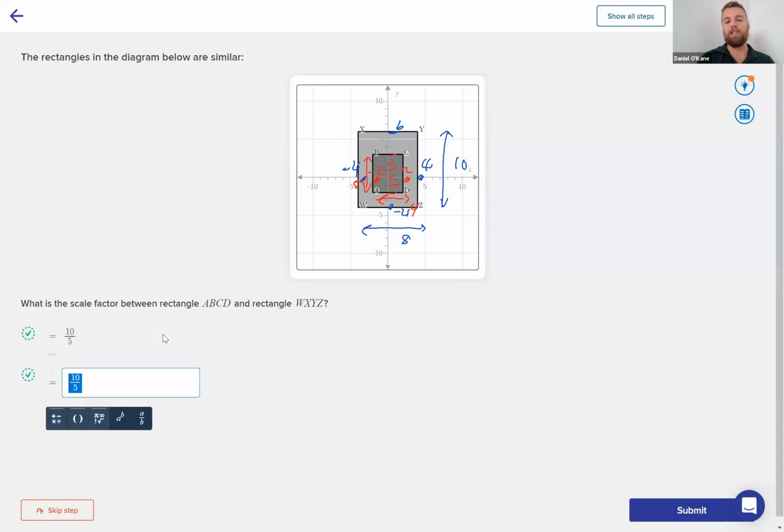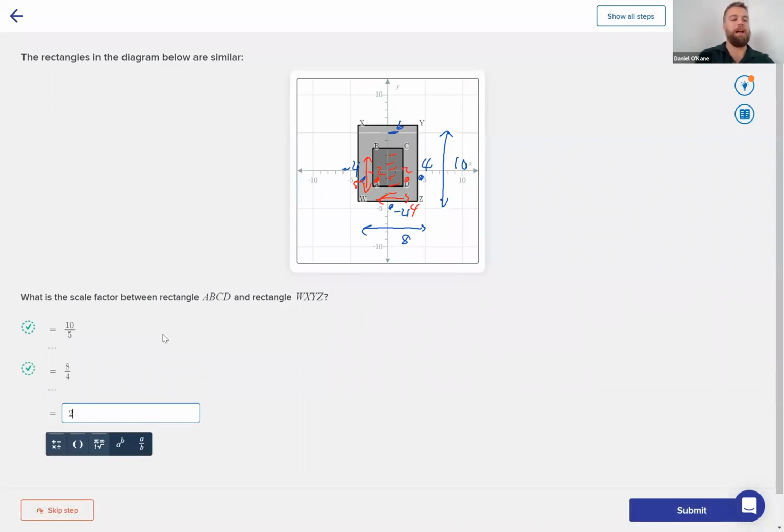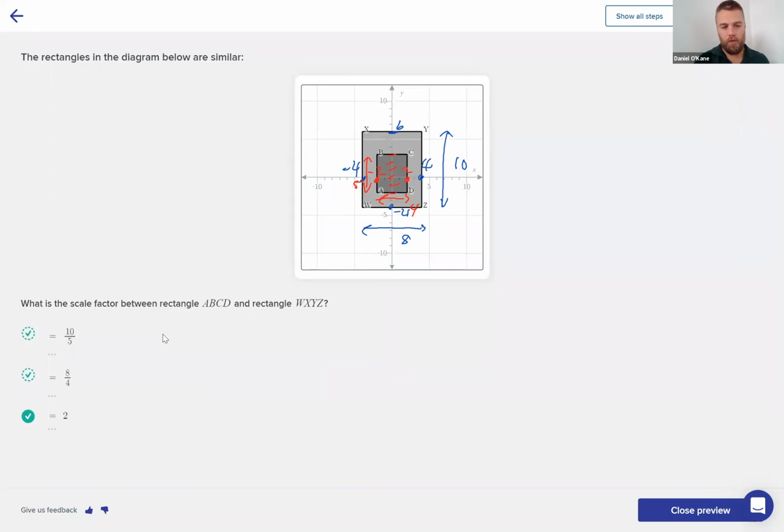Because the two rectangles are similar, you can do that for the height, or you can do it for the width. I know that the larger rectangle had that width of 8, and I can divide by that width of 4. So both of these create the same scale factor, this scale factor of 2. So well done, Remy, for writing that answer correct in the chat box.